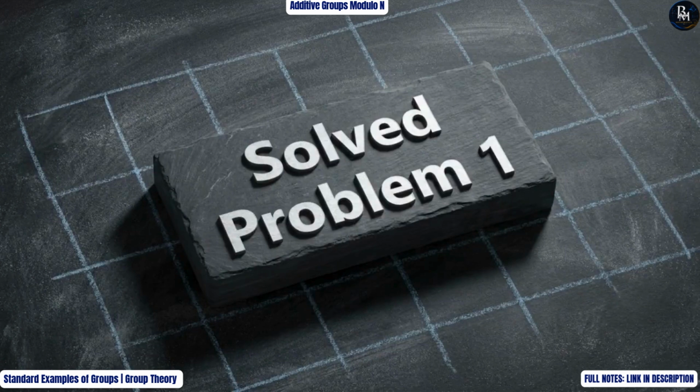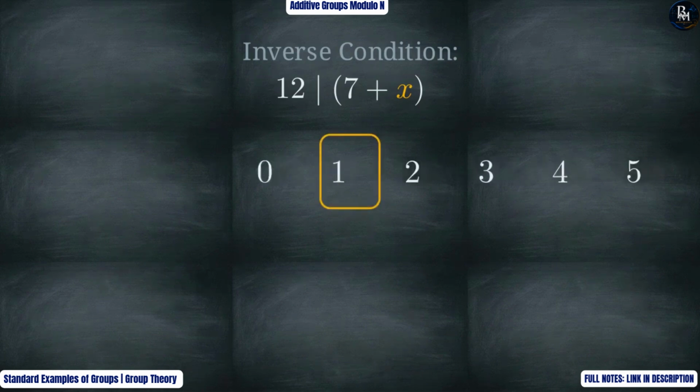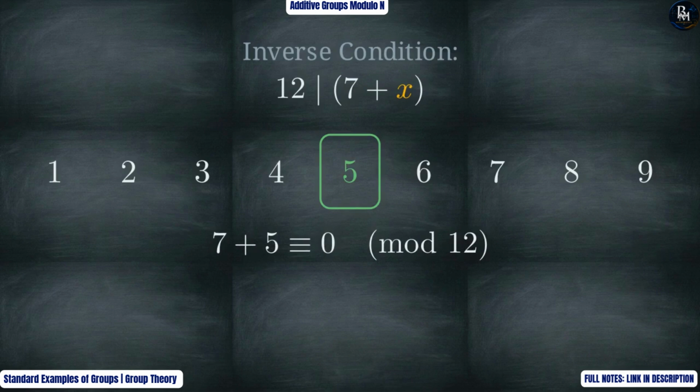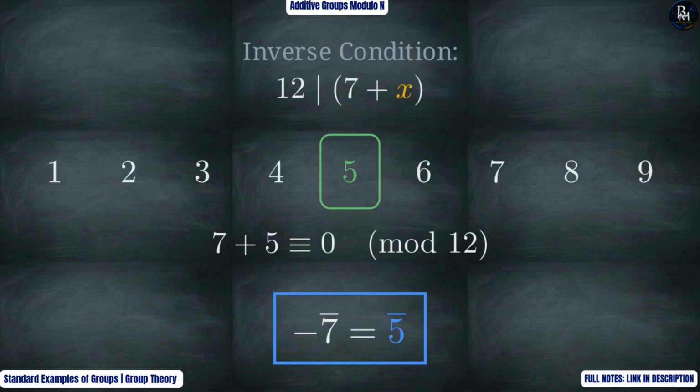To demonstrate the method, we will find the inverse of 7 bar in Z12. We require an integer x such that 7 plus x is a multiple of 12. Testing the values in our set, we find that 5 satisfies this condition. 7 plus 5 equals 12, which reduces to 0 modulo 12. Therefore, 5 bar is the additive inverse of 7 bar.